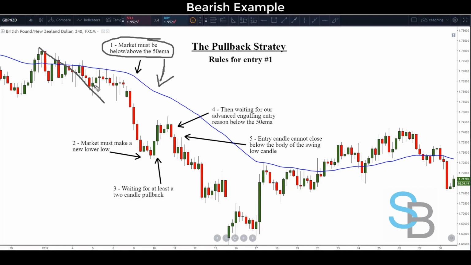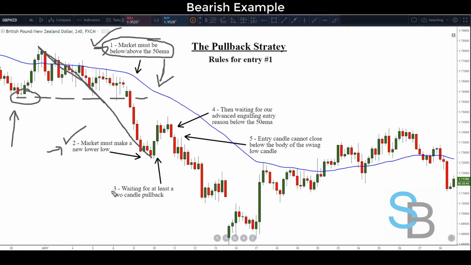So as soon as we get that break below, we start to look for rule number two, which is right down here. Rule number two is initially the market must make a new lower low. If we look back here, you can see our previous low, price action made, and obviously this move down right here does break below this previous low. So we have rule number one met. We can check that off. The market is below the 50 EMA. We have rule number two met. We can check that off because we did break into a new lower low considering the placement of our previous low.